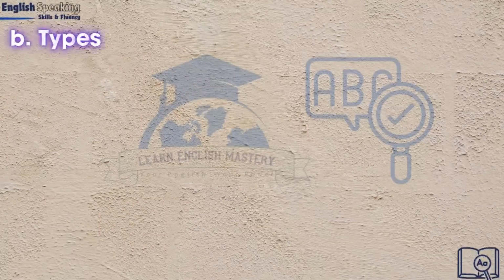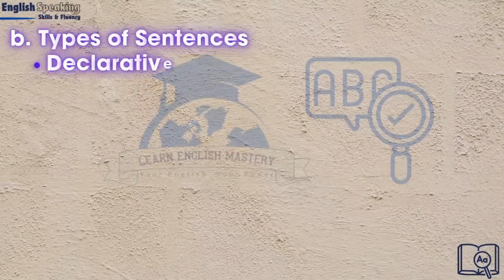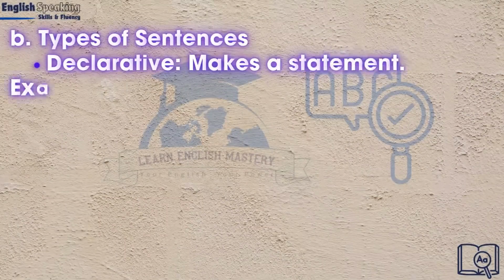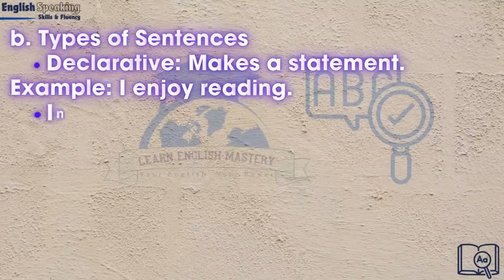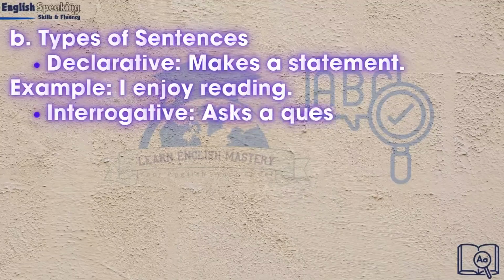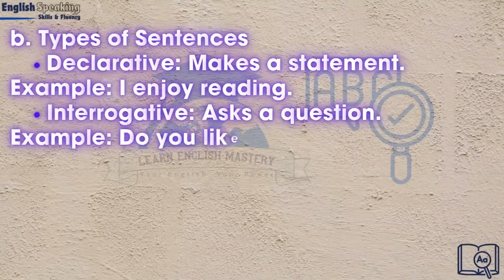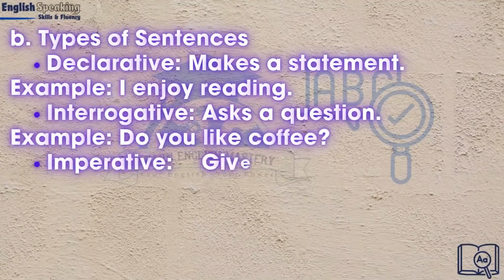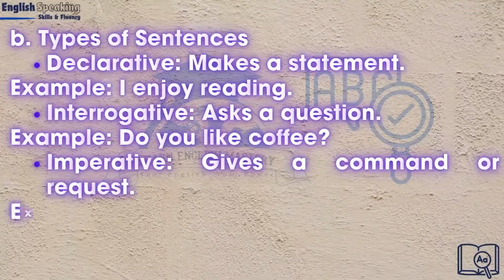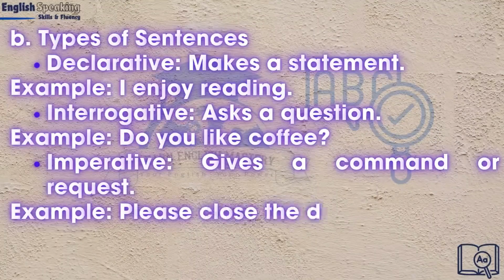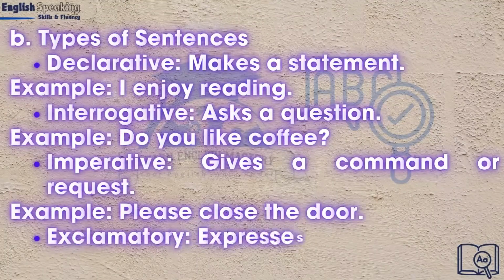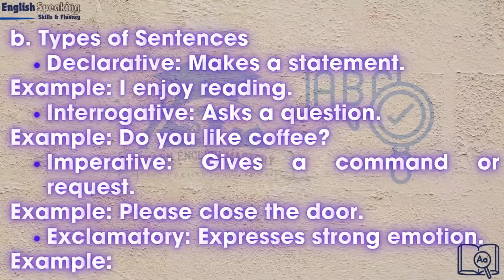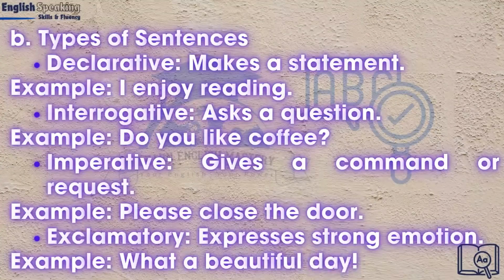B. Types of sentences. Declarative, makes a statement. Example: I enjoy reading. Interrogative, asks a question. Example: do you like coffee? Imperative, gives a command or request. Example: please close the door. Exclamatory, expresses strong emotion. Example: what a beautiful day.